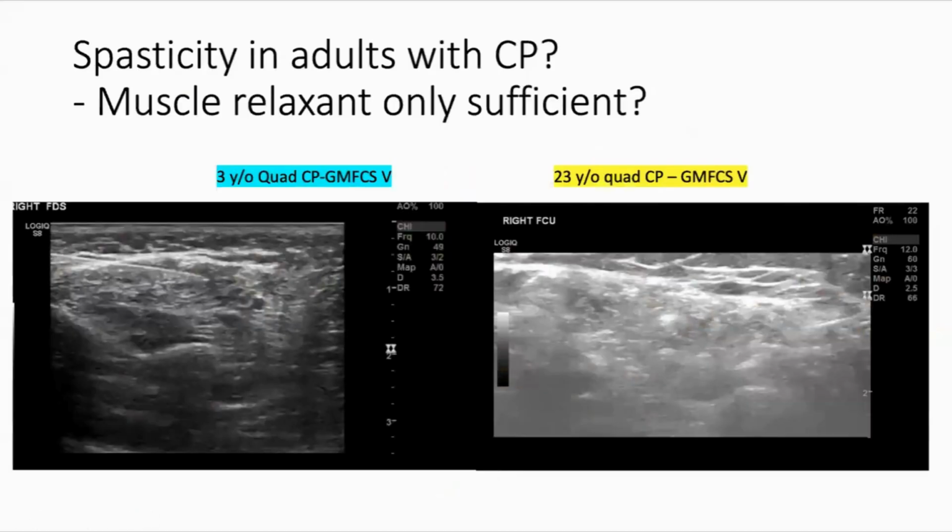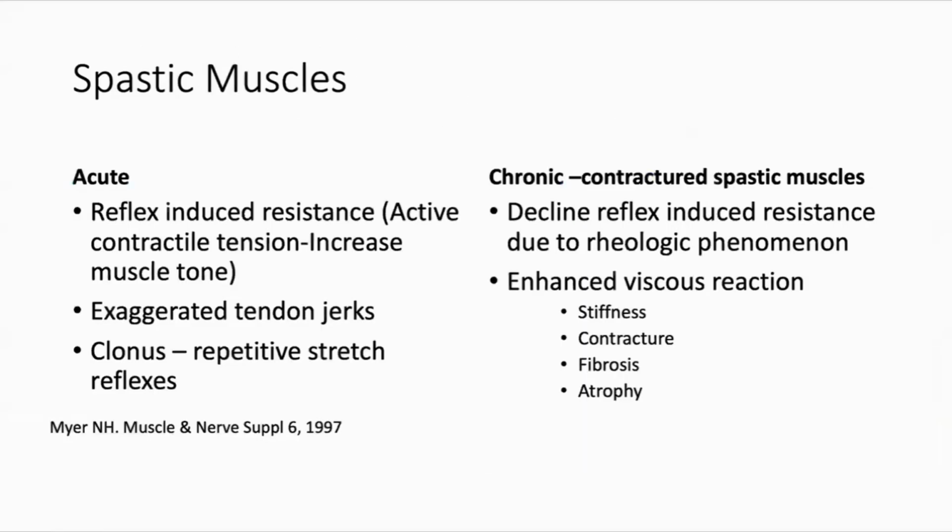So we use this slide again. Spasticity in adults with cerebral palsy. Is this real spasticity? Is all muscle stiffness spasticity? We start to have these questions. Is spasticity progressive with aging? Because a lot of patients still complain of spasticity. Let's talk about spastic muscle with aging.